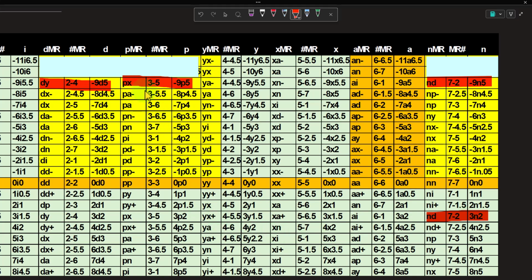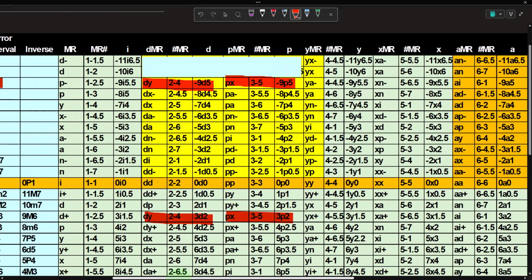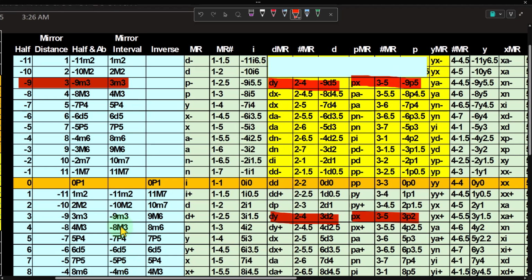Similarly here, the px 3-5, negative 9 from the Phrygian mode, negative 5, would be still a px 3-5 modal range, but this time going clockwise 3 notes from the Phrygian node, 2 modal half steps forward, which would be a third scale degree. The dy 2-4 modal range, negative 9 from the Dorian node, negative 5, would still be a dy 2-4 modal range, which would be 3 notes clockwise from the Dorian node, 2 modal half steps forward, which would be the third scale degree right here, 3 notes away, minor third.